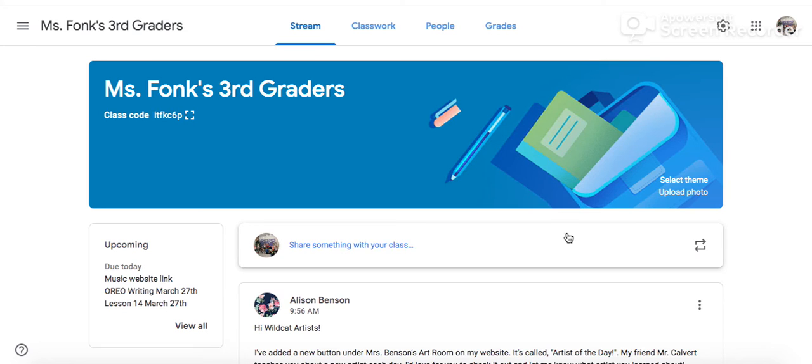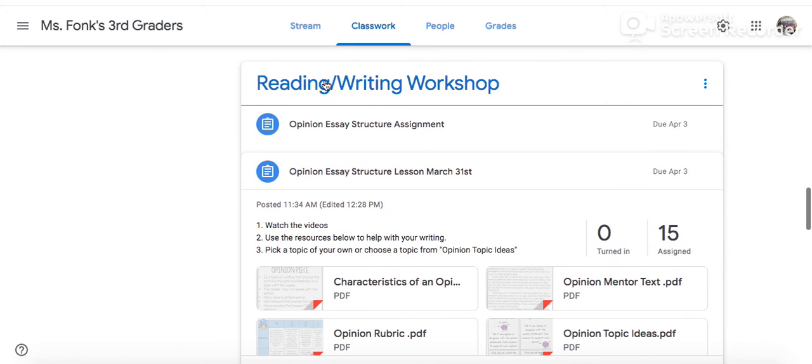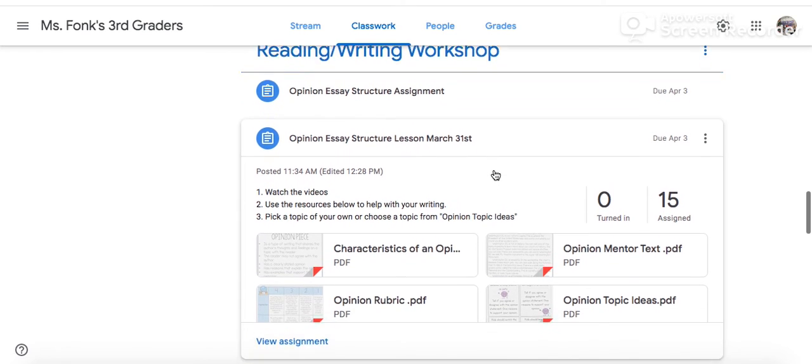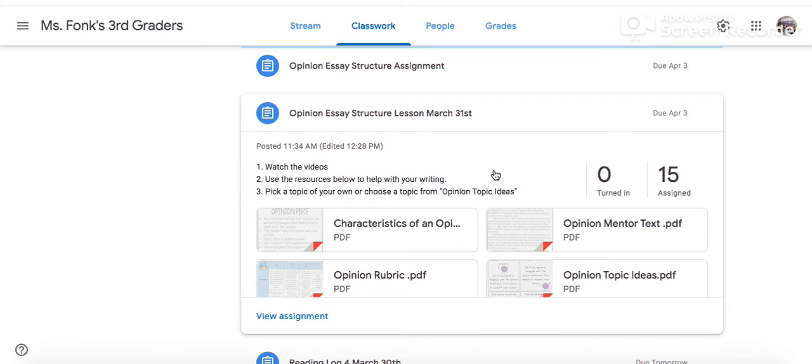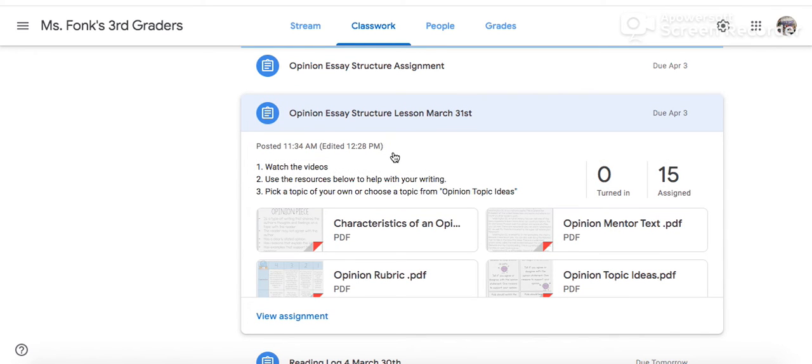I am going to show you in our classwork section how to complete our reading writing workshop assignments for today. So today we're going to be continuing our opinion essays, and today we're going to be working specifically on structure. The essential question for today is, what is the structure of an opinion essay? So that's what we'll be learning. What does an opinion essay look like when it's completely finished?